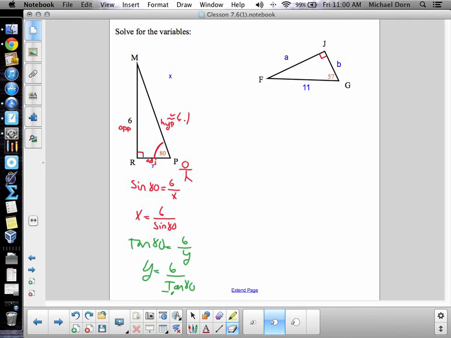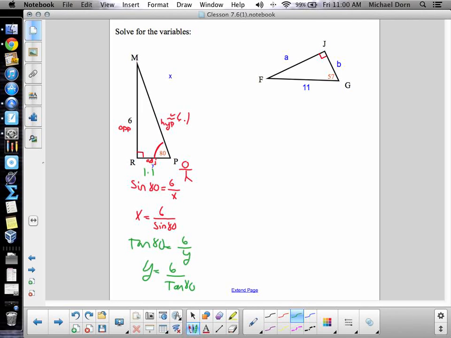And what do we get? 6 divided by tan 80? What is it? 1.1. Okay. There we go. We've solved that triangle. We found all three sides. That's kind of the targeted approach.